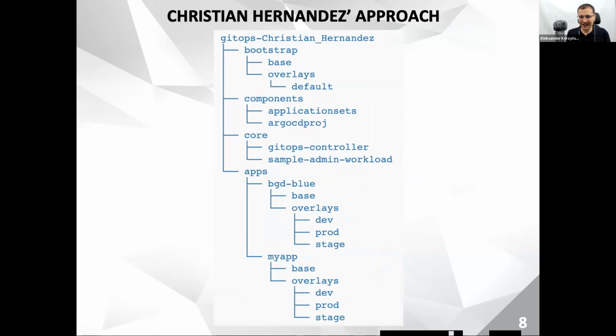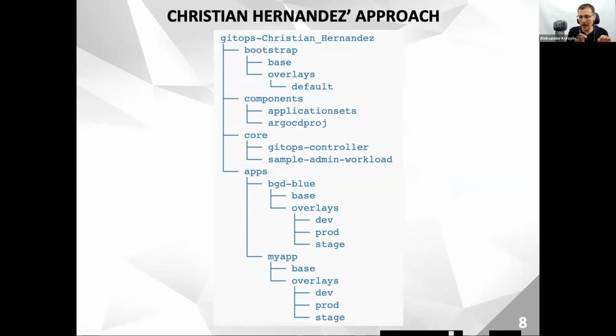Here's a structure. And correct me if I'm wrong, by the way, Christian, if you're here. This is one of the structures that Christian suggested in his article. This one combines infrastructure as code with applications, right? So you don't necessarily have to keep them in one. You could split them, but in this particular case, we put them together.